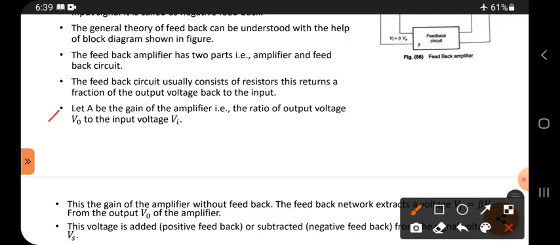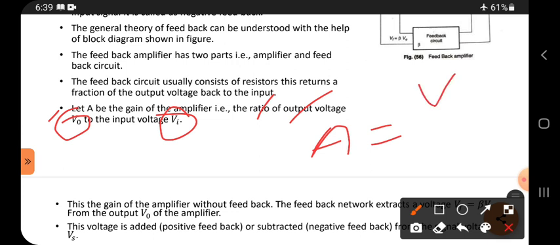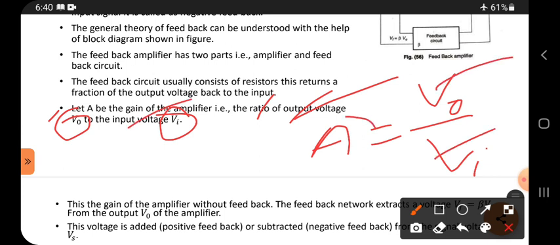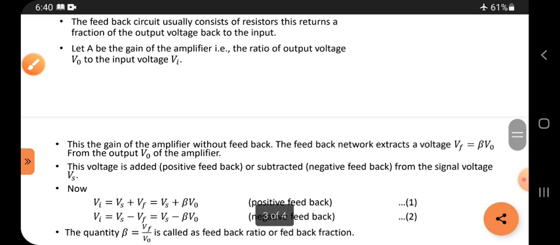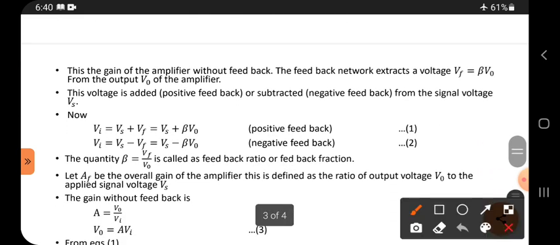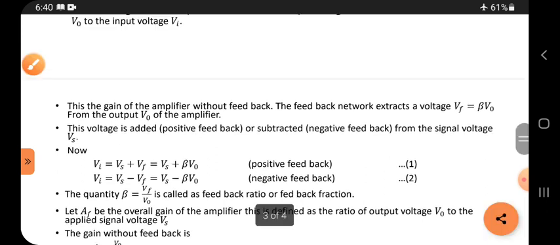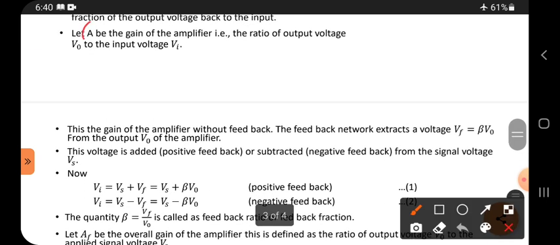Let A be the gain of the amplifier. The gain of amplifier is the ratio of output voltage VO to input voltage VI. So amplifier gain can be written as A equals VO by VI. This is the gain of the amplifier without feedback.